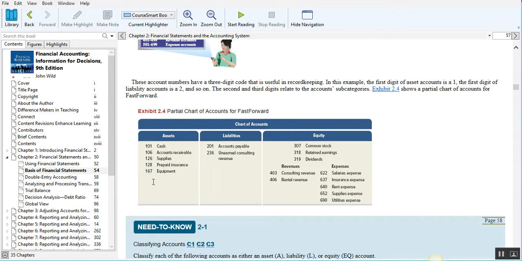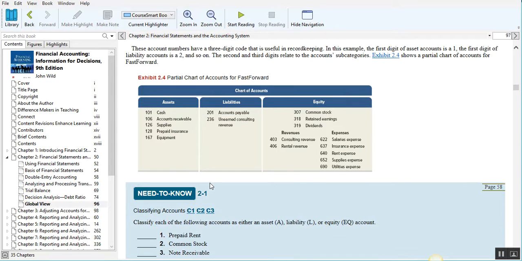And by the way, this is a much more simplified version, but a lot of companies that I've seen use exactly the same kind of numbering system. They may expand the account numbers to 4 or 5 digits, depending on how many accounts they have and how big the organization is. So this is a good organization of the chart of accounts here, and it shows you exactly how they fit within the accounting equation.